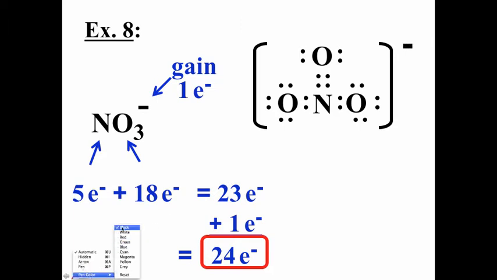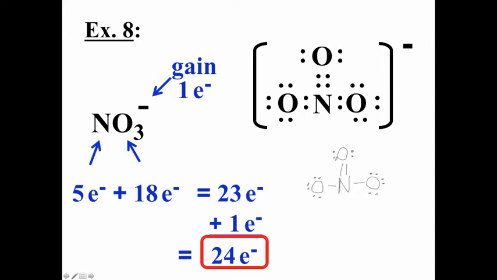and how we would write this in our notation with lines representing bonds is N double bonds to O, single bonds to O, single bonds to O, and then we have 3 lone pairs on this oxygen, 3 lone pairs on that oxygen, only 2 lone pairs on this oxygen. The whole thing has a -1 charge.